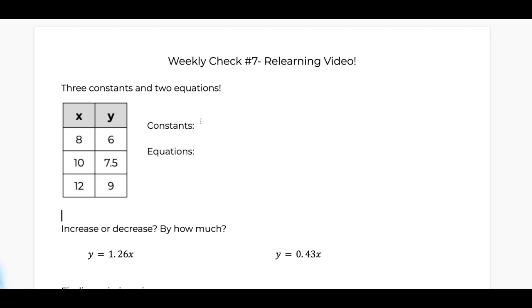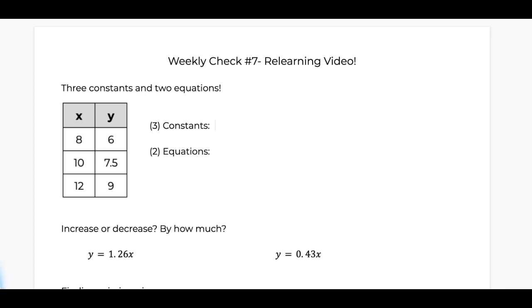The first thing that we're going to look at is a proportional table here. And I'm asking you to give the constants and the equations. So the big thing is that you should have 3 constants and 2 equations. Your constants, remember, because we're going to end up getting a number that we're multiplying in between all these numbers here, we can write that number 3 different ways now since we're in our percent unit. So we can write it as a decimal, a fraction, or a percent.